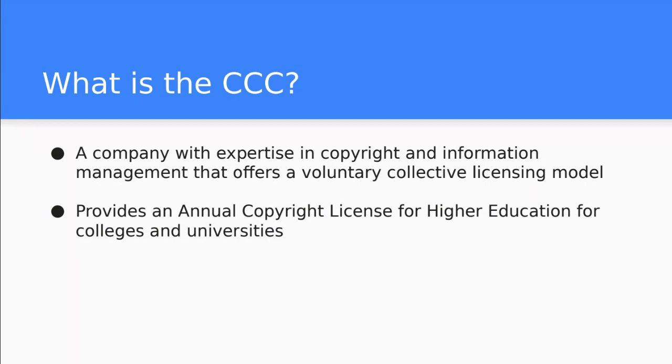So the Copyright Clearance Center is a company that has expertise in copyright and information management, and what this company offers, not just to higher education institutions but to businesses and corporations, is a collective licensing model. So what that means is that this company provides this annual copyright license to a large variety of stakeholders, but for us specifically, higher education institutions, and they do that for a variety of colleges and universities across the United States. So that's the Copyright Clearance Center. It is the company, they have expertise in copyright, and they specialize in this kind of collective licensing model.